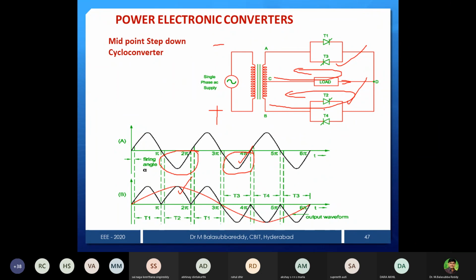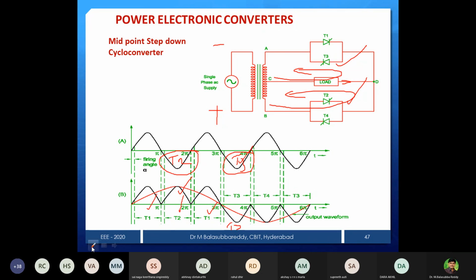That's it. So whenever I want positive, you fire T2. If I want negative, we fire T3. That's all. That's why I mentioned the numbering here also. To get positive in the positive half cycle, I fire T1. To get negative in the positive half cycle, I fire T4. To get positive in the negative half cycle, I fire T2. And to get negative in the negative half cycle, T3 will fire like that.